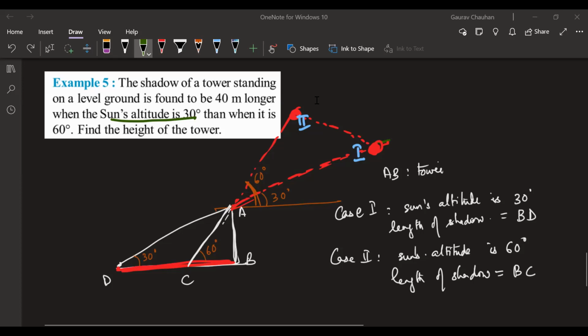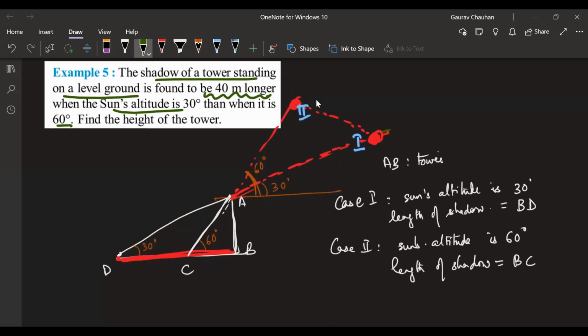Okay. So this is the situation right now. Now we go back to the question. See what information are we missing? Shadow of a tower standing on the level ground is found to be 40 meter longer. This is where some distance is given. 40 meter longer when sun's altitude is 30 than when it is 60 degree. Can you tell me what is 40 here? Which length is 40? I'm going to give people a minute to think, if you are able to figure it out. Which length is 40 here?